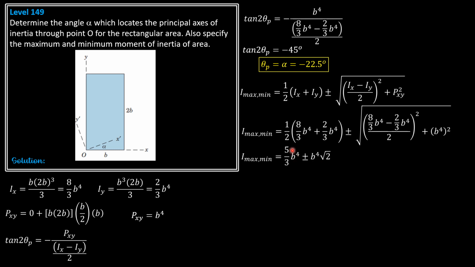So the maximum moment of inertia is 5/3 b to the fourth plus square root of 2 b to the fourth. And in decimal, it is equal to 3.081 b to the fourth. While the minimum moment of inertia is 5/3 b to the fourth minus square root of 2 b to the fourth. And that is 0.2525 b to the fourth. So that's it for this problem, and I hope you can recall the formula after I derive it in the preceding slide.